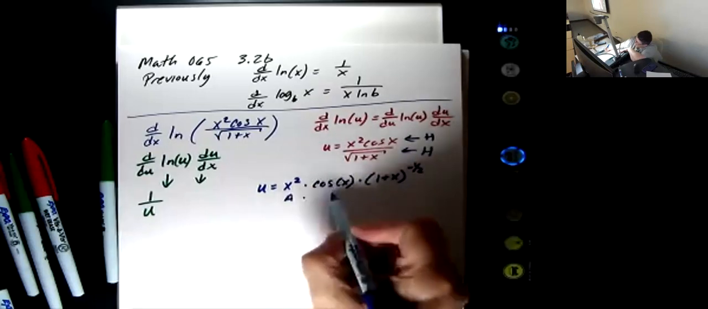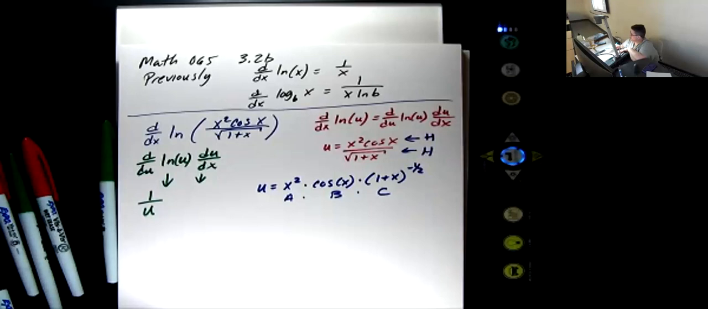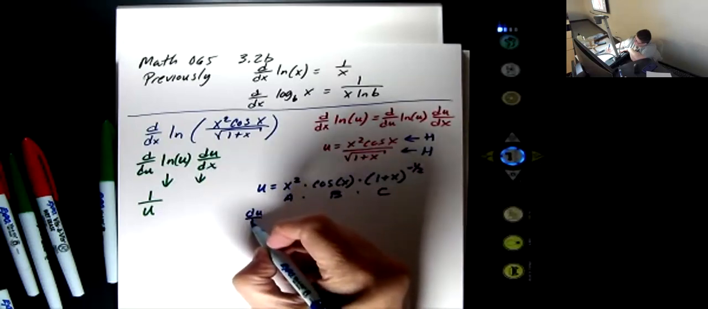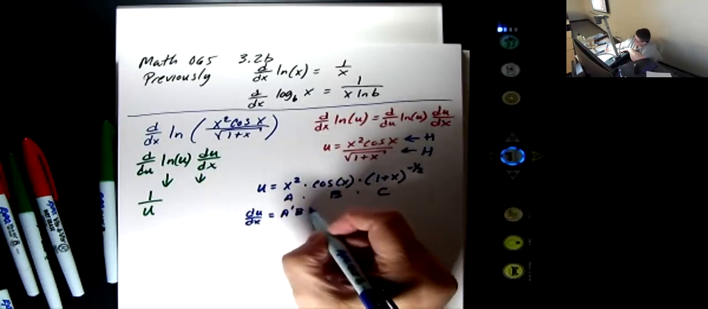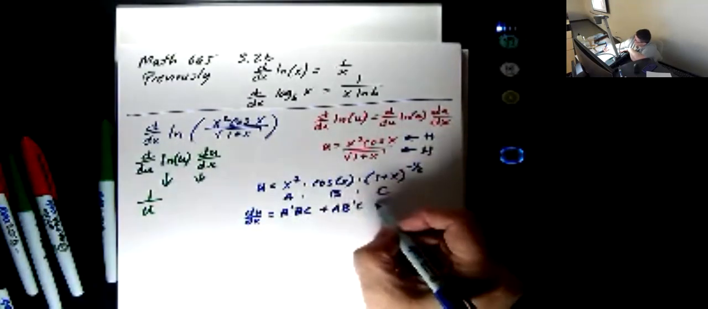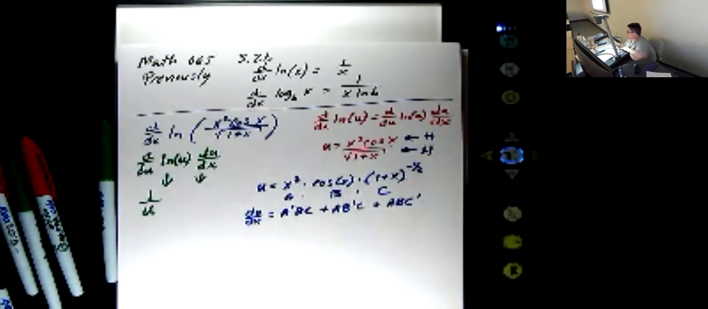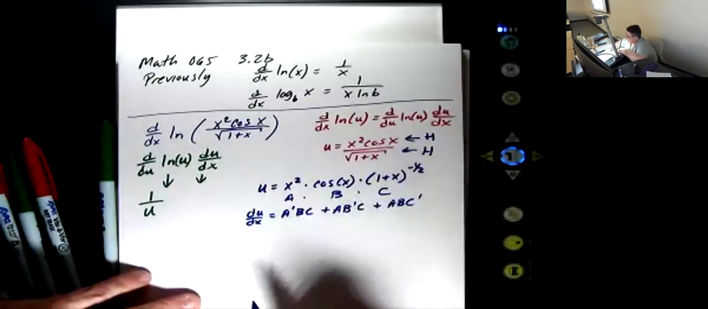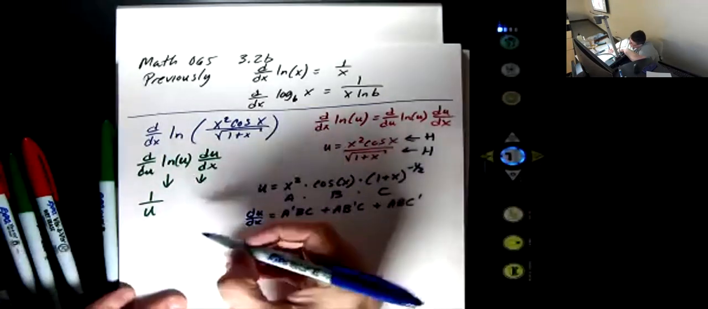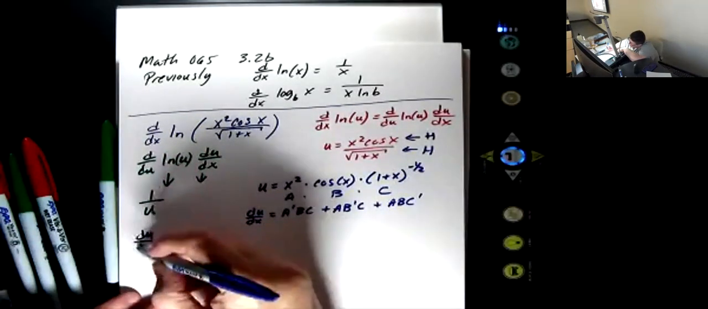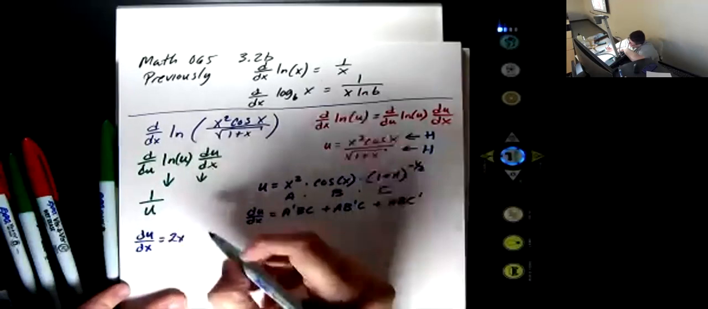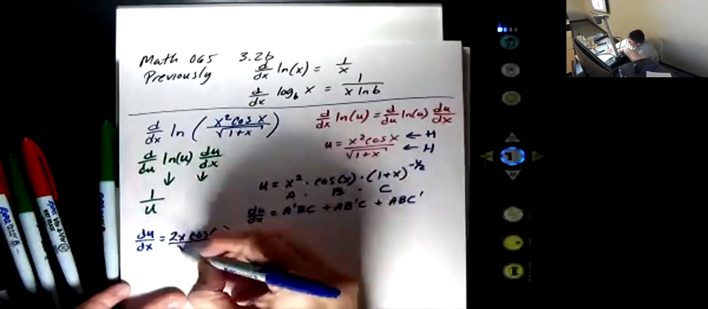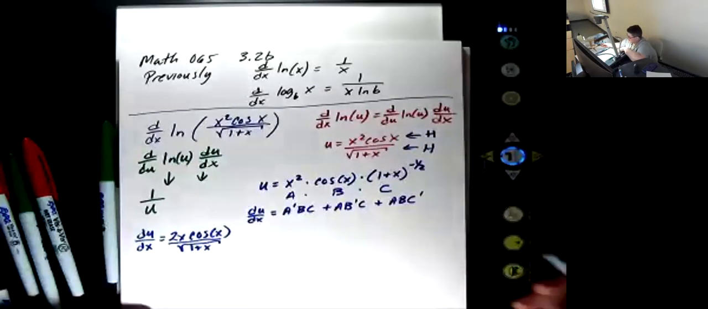This is like A times B times C. We've only done 2 before, but when you do more than 2, du/dx here we'll have A prime BC plus AB prime C plus ABC prime. So I just take the derivative in order, do one term at a time. The derivative of A is 2x. So I have 2x times BC, which is cosine x. I'm going to put this back over the square root of 1 plus x, since I didn't take the derivative here.